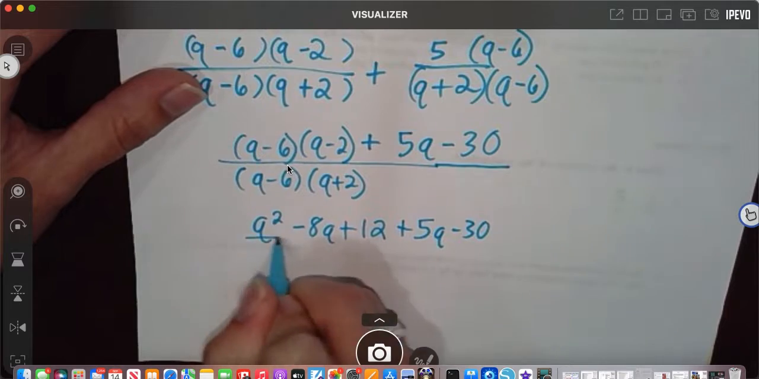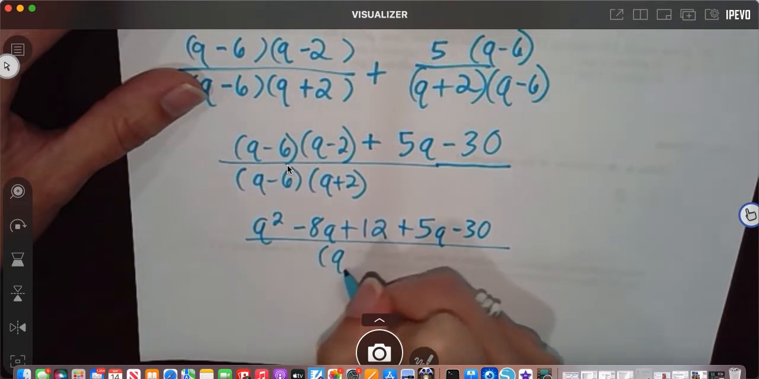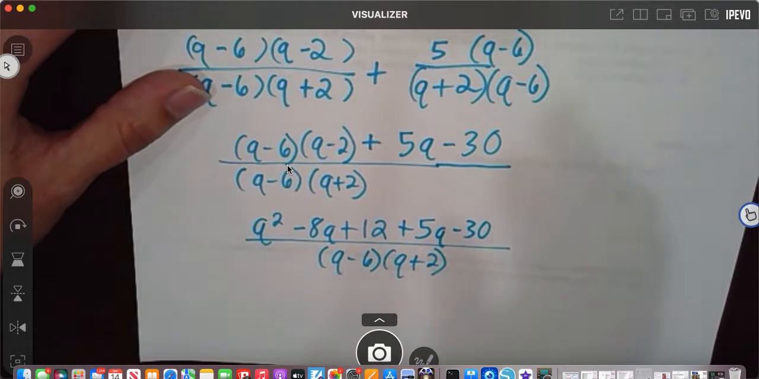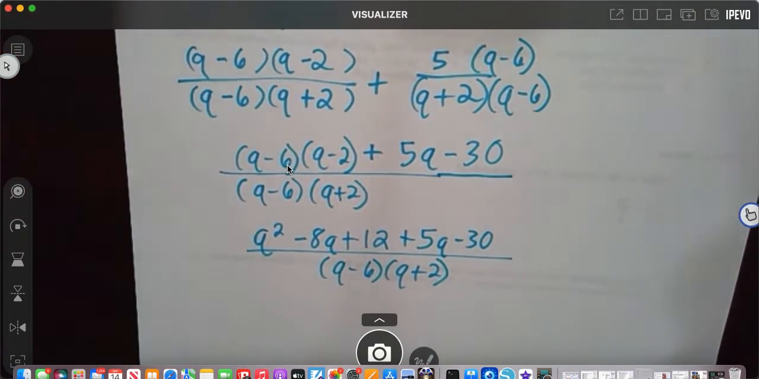5q minus 30. But here's my denominator. So again, that was what was in my numerator to begin with. If you look at the very beginning of that problem, do y'all see that? I factored it because when I look, I just automatically think, let me factor. But that was actually a waste of time.